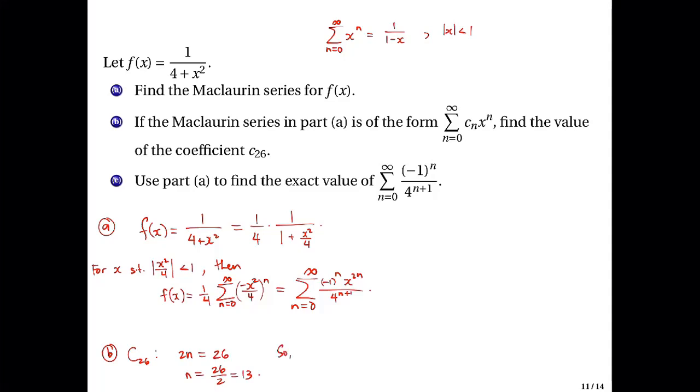So C sub 26 is equal to negative 1 to the 13 over 4 raised to 13 plus 1. And this is just negative 1 over 4 raised to 14. So this is the coefficient C sub 26. Sorry, why did I write this? It's 4 raised to 14. Yeah, so this is the correct version.